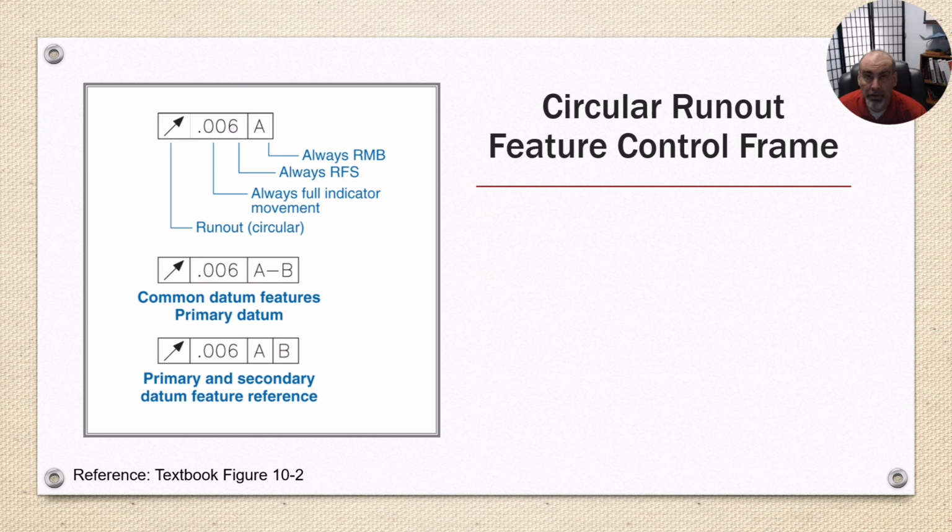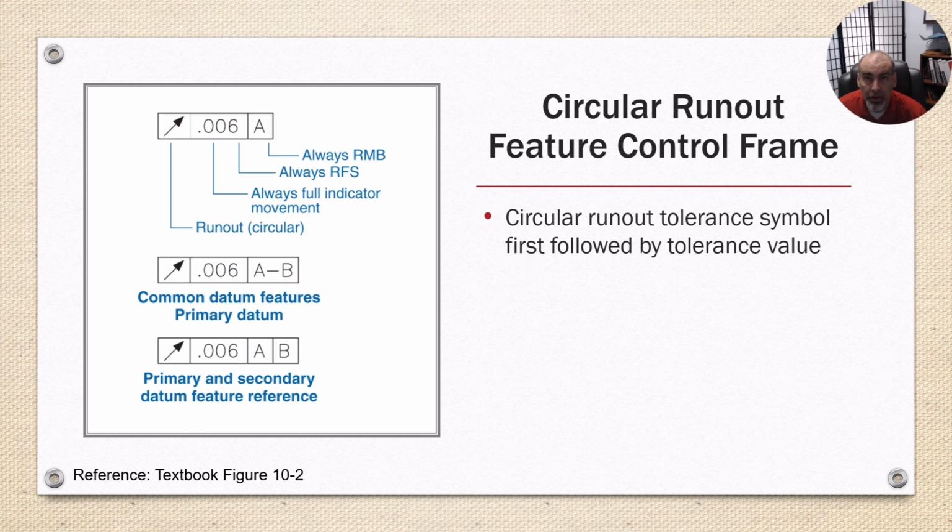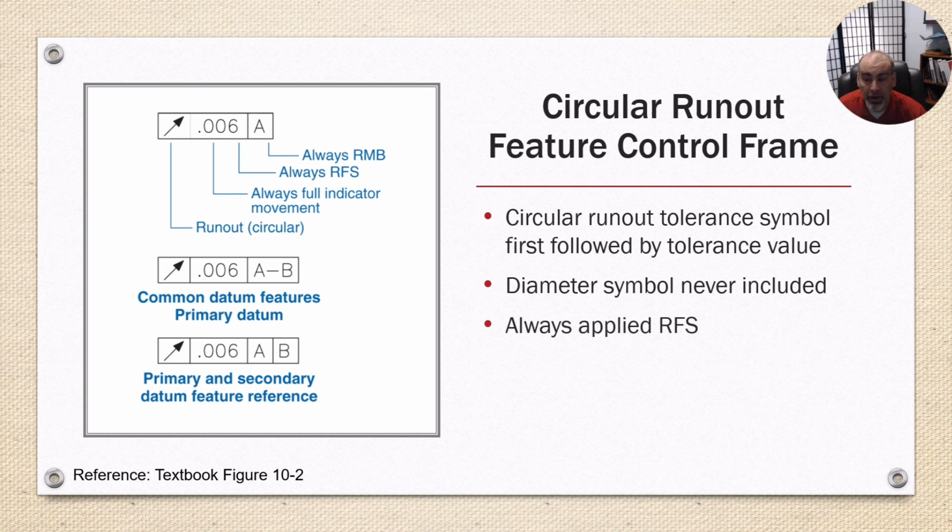Circular runout feature control frame. The circular runout tolerance symbol comes first, followed by the tolerance value. A circular runout symbol is just a single arrow pointing diagonally. The diameter symbol is never included; it's implied, since the thing you're checking is round. It's always applied regardless of feature size, and one or more datum feature references are needed.